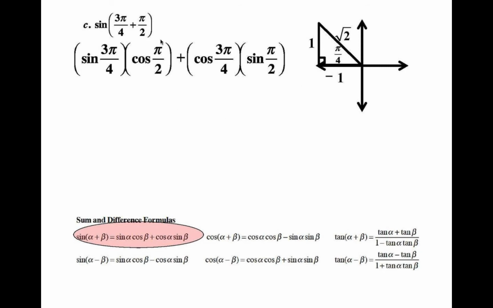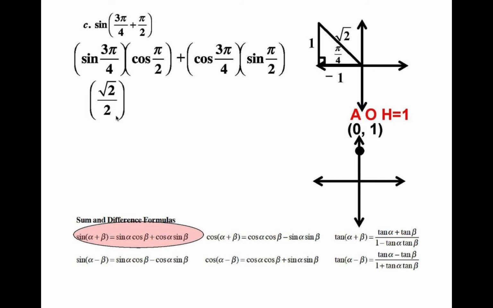I also have to draw a picture for pi over 2. Notice that's half a pi, so that's going to land right here at 90 degrees. So it's going left and right 0, but up 1, so the point is 0, 1. All right, so finding the sine ratio up here, sine is O over H, so it's 1 over root 2. Oh, I labeled my AO with the hypotenuse of 1. But sine ratio 3 pi over 4, so that's 1 over root 2, which is root 2 over 2.